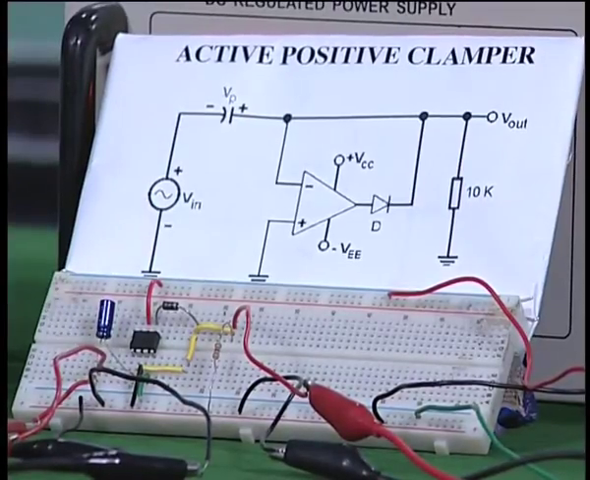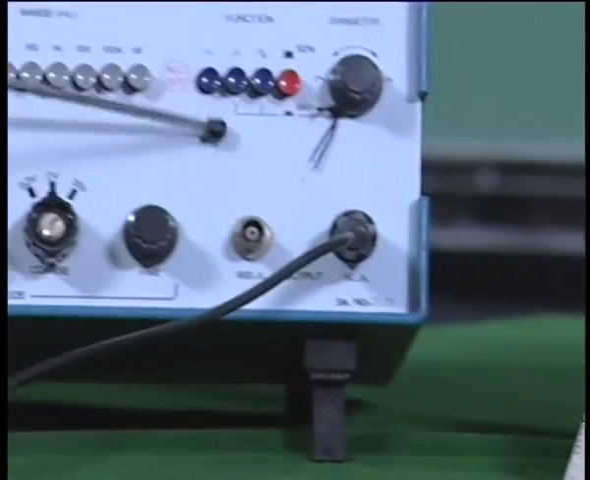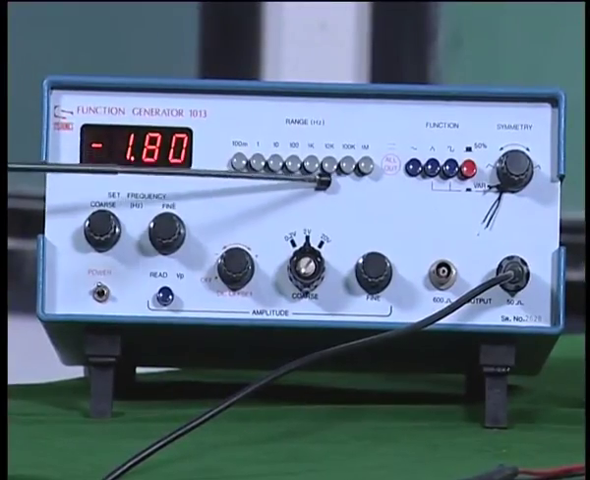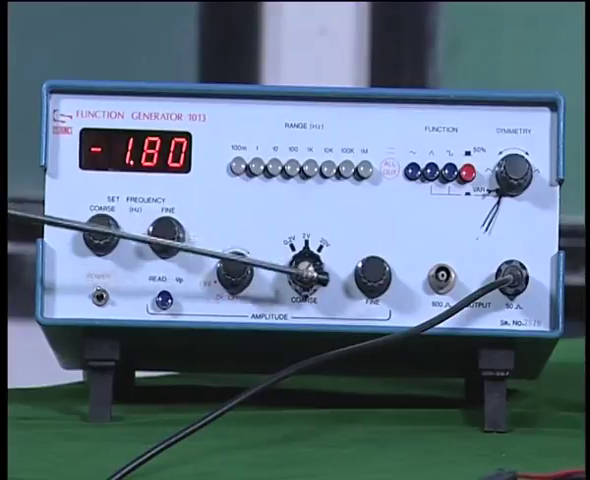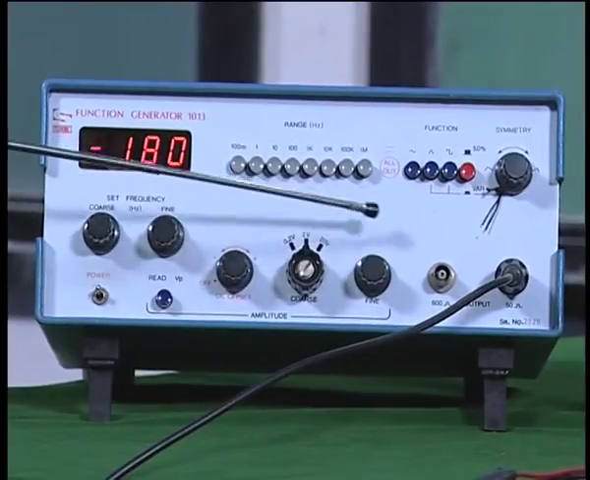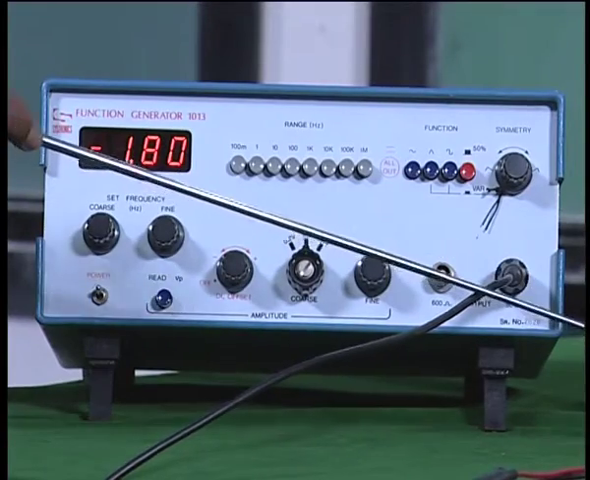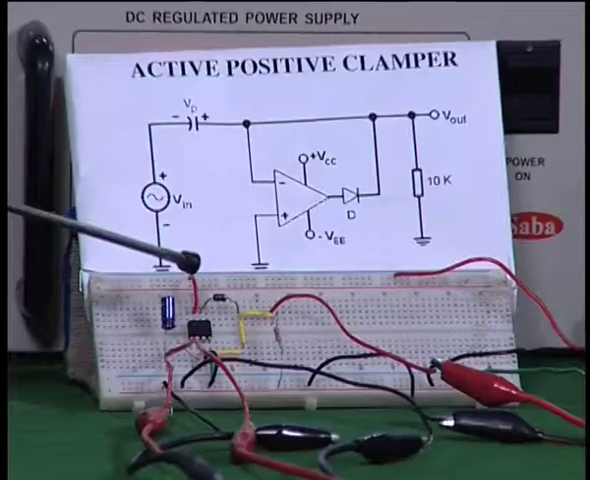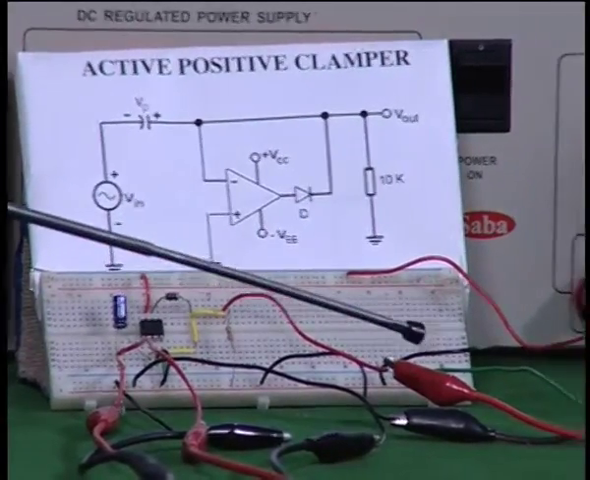Now, the input is connected to a function generator as before. You can see here it is in sinusoidal mode, and it is at about 110 kilohertz or something, and the frequency and the output amplitude etc. can be changed using these knobs, and the output is connected to the input of this circuit, which is an active positive clamper. Both the input and the output waveforms are monitored using an oscilloscope here.